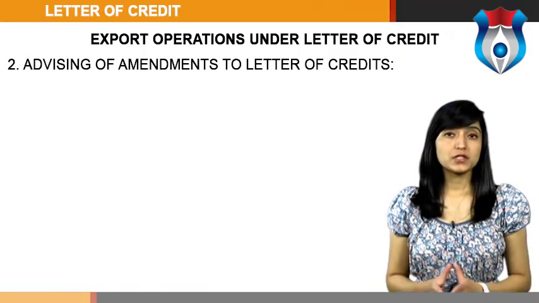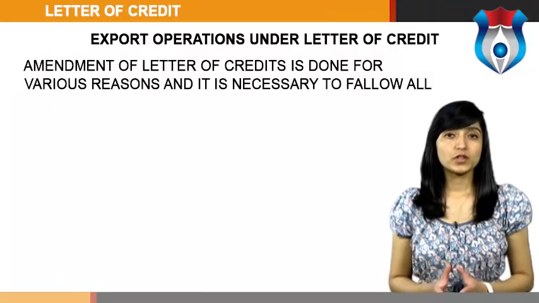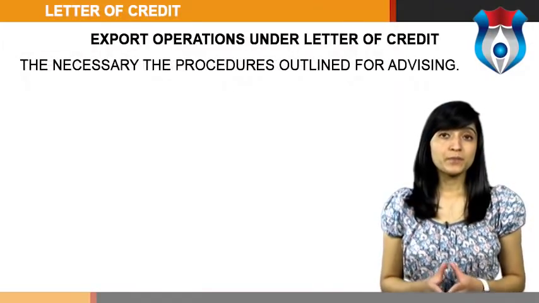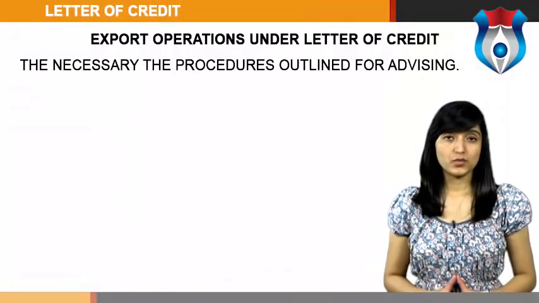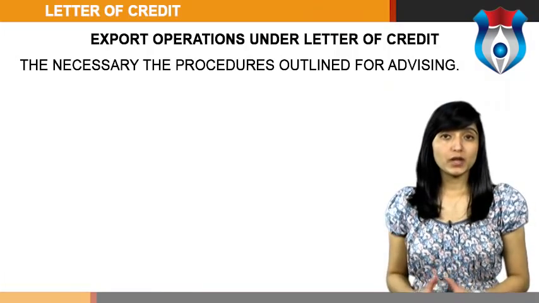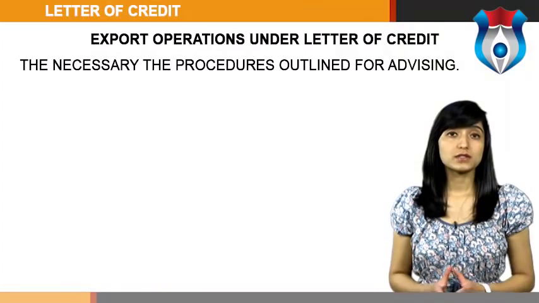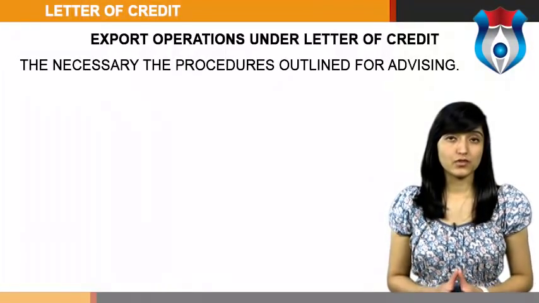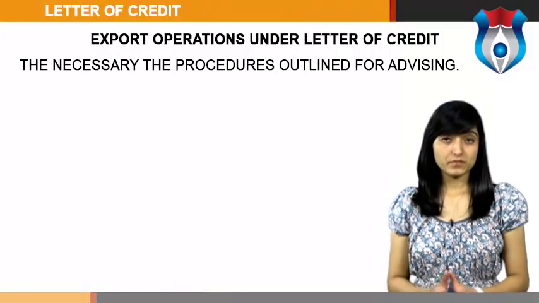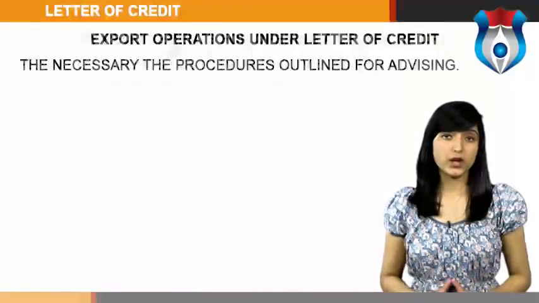Advising of amendments to letters of credit. Amendment of letters of credit is done for various reasons and it is necessary to follow all the procedures outlined for advising. In the process of advising the amendments, the issuing bank serializes the amendment number and also ensures that no previous amendment is missing from the list. Only on receipt of satisfactory information and clarification may the amendment be advised.